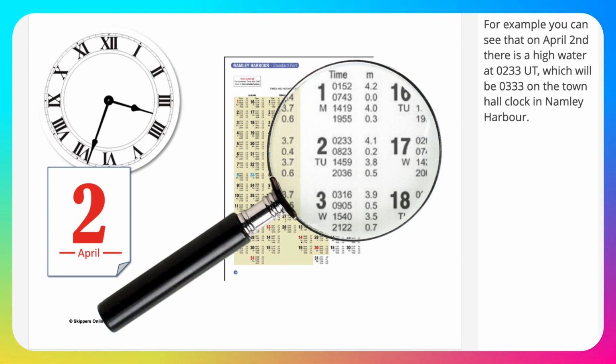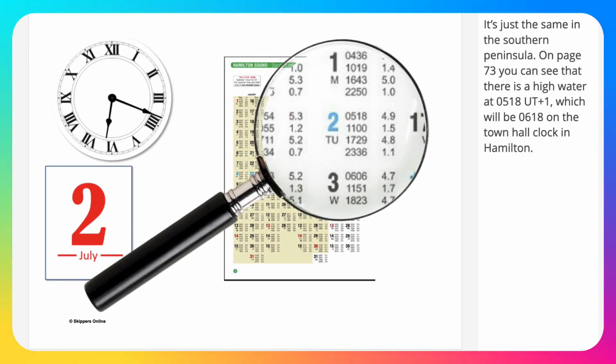For example, you can see that on April the 2nd there is a high water at 02:33 UT, which will be 03:33 on the Town Hall clock in Namly Harbour. It's just the same in the Southern Peninsula. On page 73 you can see that there is a high water at 05:18 UT plus 1, which will be 06:18 on the Town Hall clock in Hamilton.